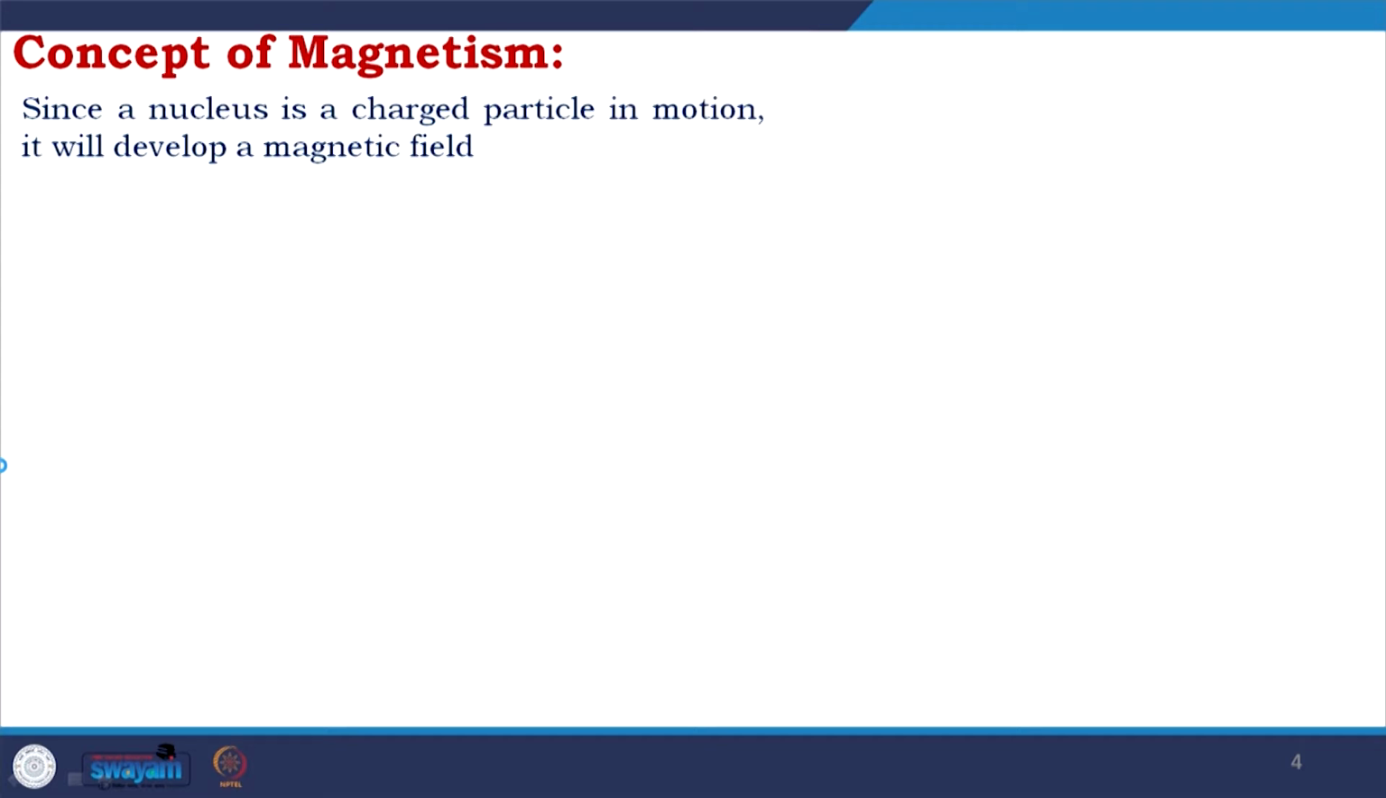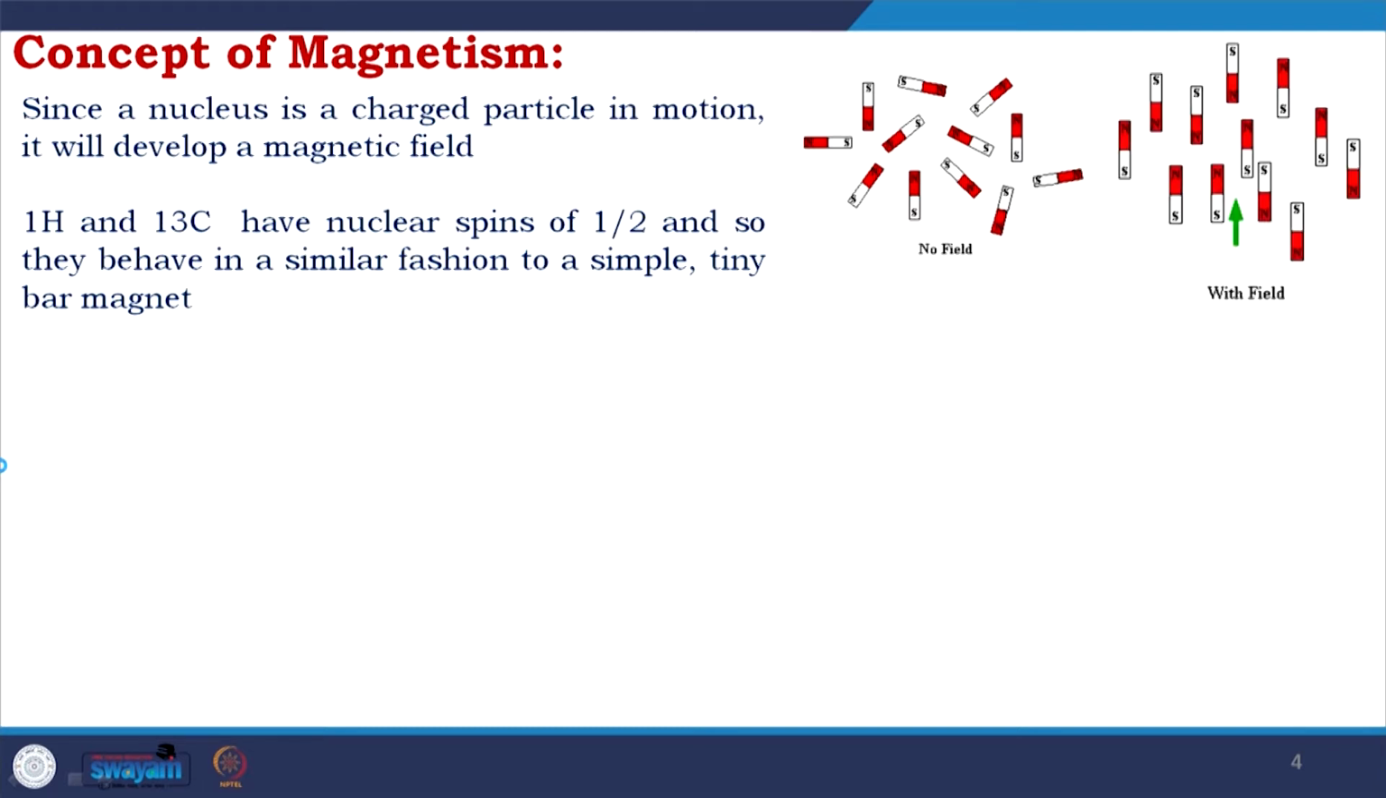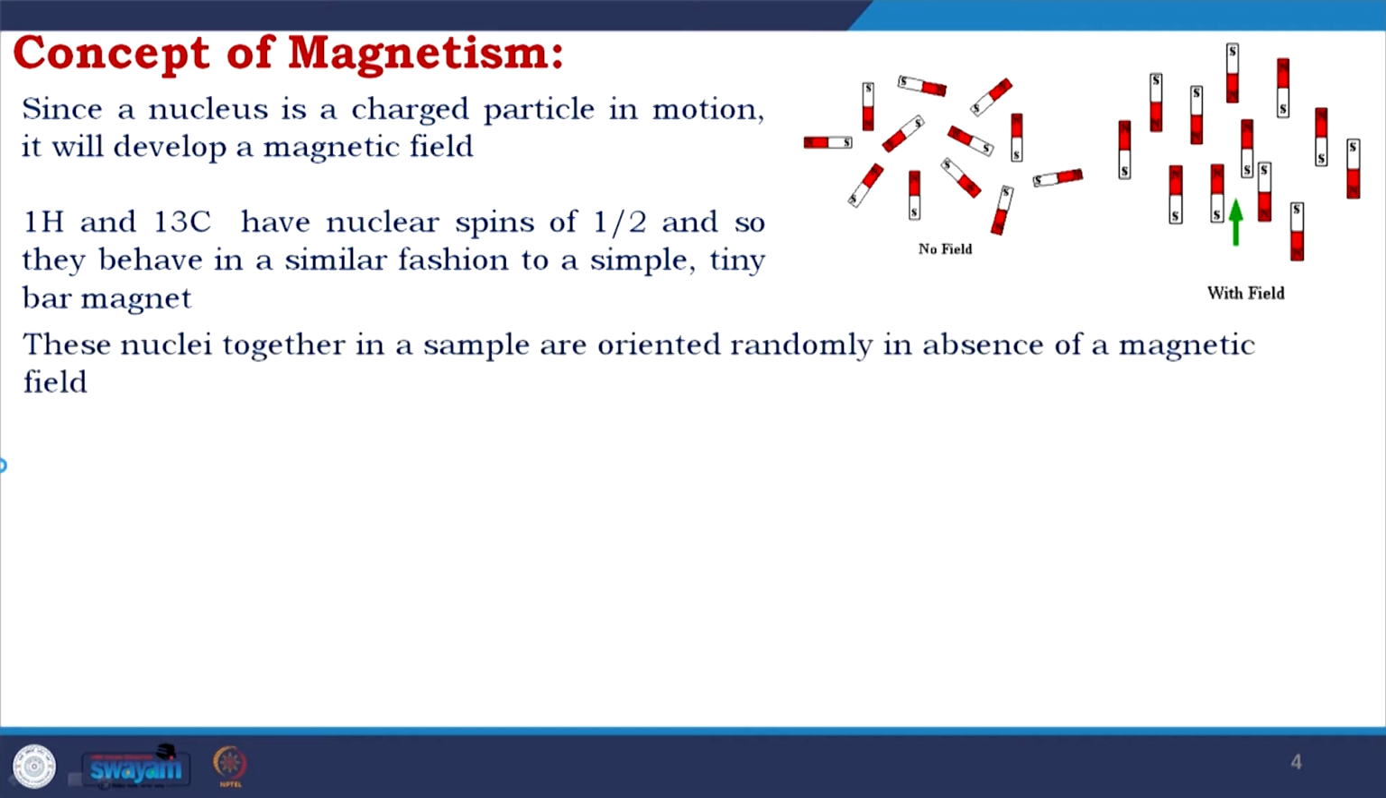Since a nucleus is a charged particle in motion, it will develop a magnetic field. 1H and 13C have nuclear spins of one half, and so they behave in a similar fashion to a simple tiny bar magnet. If you see, when there is no field, they are disorganized in their orientation like this, and when a field is applied, they would be properly oriented. These nuclei together in a sample are oriented randomly in the absence of a magnetic field.